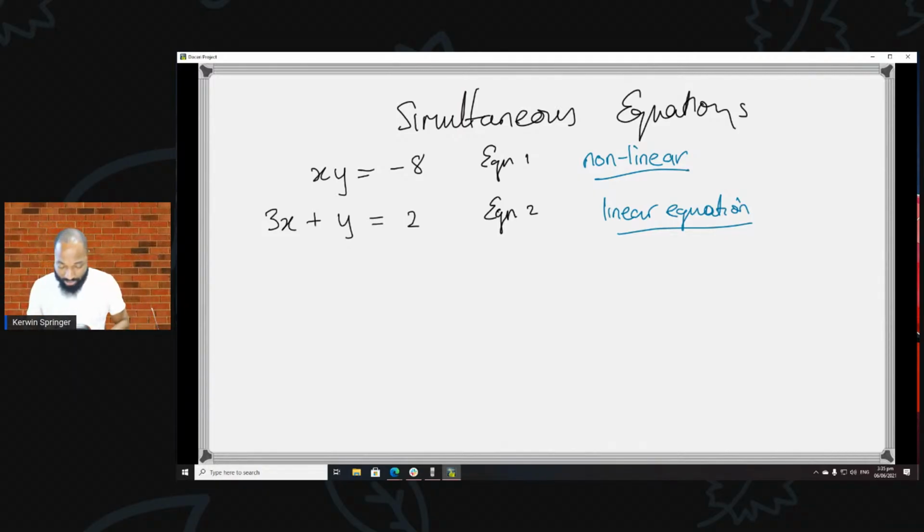So you must be able to spot linear and non-linear. Make y the subject of the formula. Why looking good? Why looking very good right now? Make it the subject of the formula and chuck it in the non-linear equation.